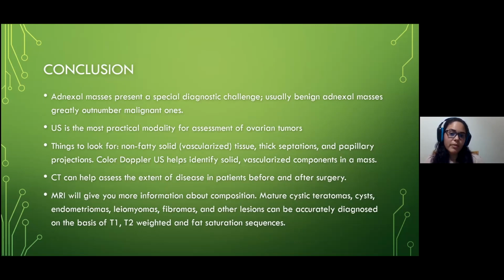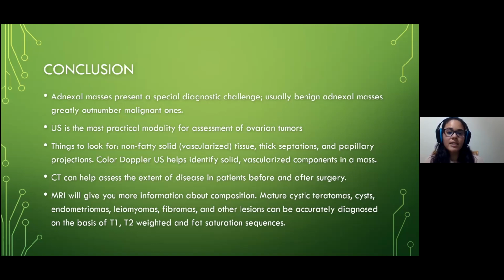Ultrasound is the most practical modality for assessment of ovarian tumors. I love ultrasound. It's very easy, very cheap, of course, and very fast. So it will give you a fast screen of that patient. Things to look for, of course, are non-fatty solid vascularized tissue. Even if it's not vascularized, you have to think about malignant transformation with thick septations and papillary projections. Color Doppler, of course, helps us with the vascularization components in a mass.